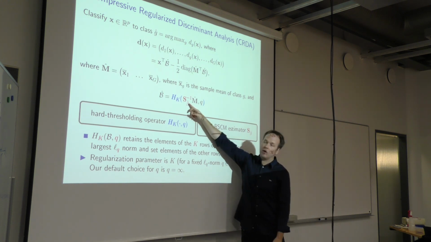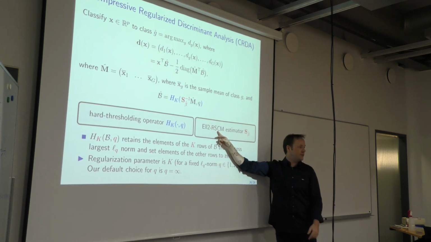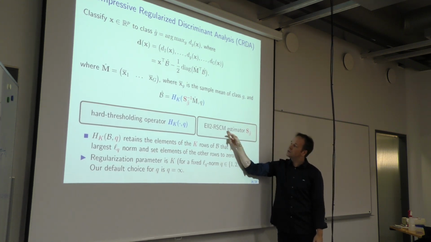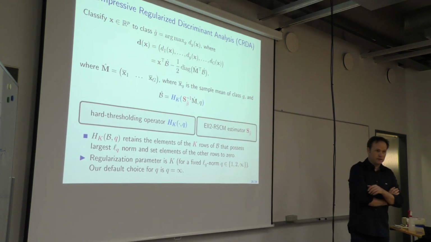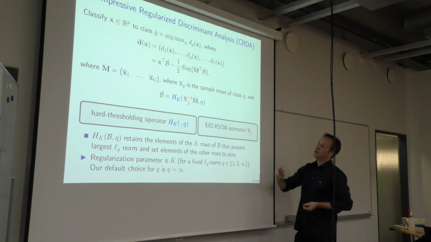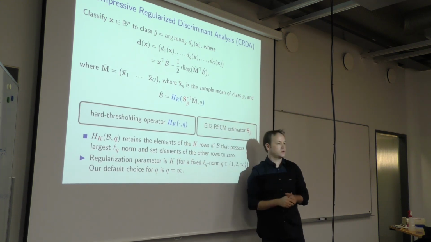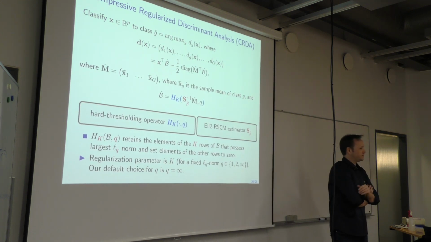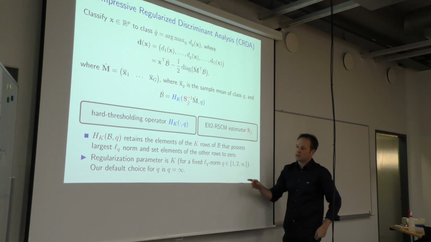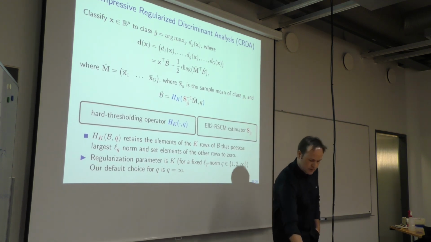So we need to estimate the covariance matrix, and we use the previous L2 estimator, which used that statistic that I showed in the previous slide. And then we use the Q norm to decide which rows we set to 0. And the default choice that we use is the infinity norm, because that seems to work the best.